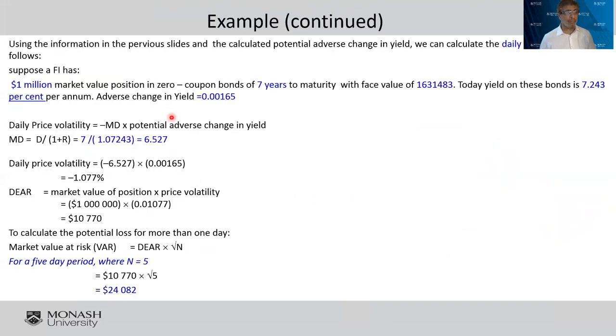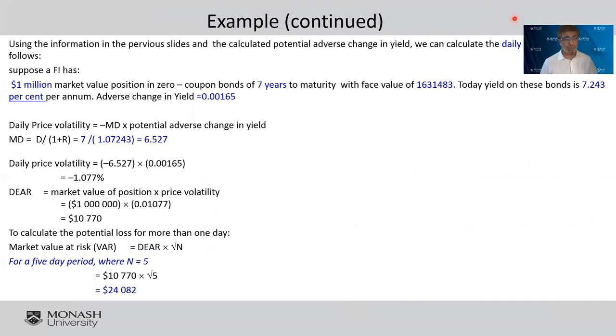Now let's take this example using the information in the previous slides. I just gave you this background in econometrics, and I don't want you to worry about it, just understand the concept. So actually, the concept here is, using the information in the previous slides, calculate the potential adverse change in yield. We can calculate the daily price volatility risk. So assume we have a holding of a 1 million market value position in 0 coupon bonds.